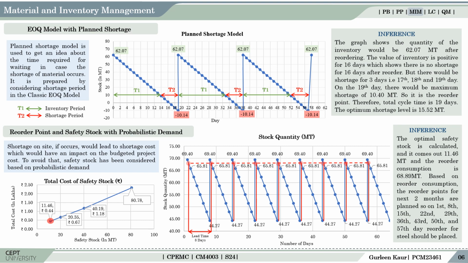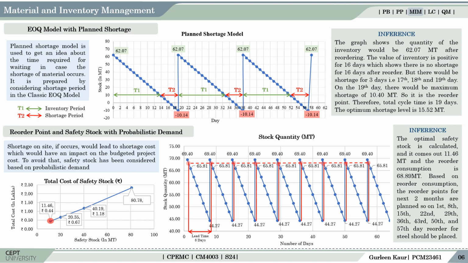Further, in case of occurrence of shortage on site, the overall budgeted cost of the project would be affected. To combat that, safety stock should be provided, which is as calculated in the model showing reorder point and safety stock with probabilistic demand. As seen in the graph on the lower left corner, it is evident that the total cost is minimum at 11.46 metric tons safety stock limit, which is the optimal safety stock. Based on that, the reorder point and the lead time in days are calculated.